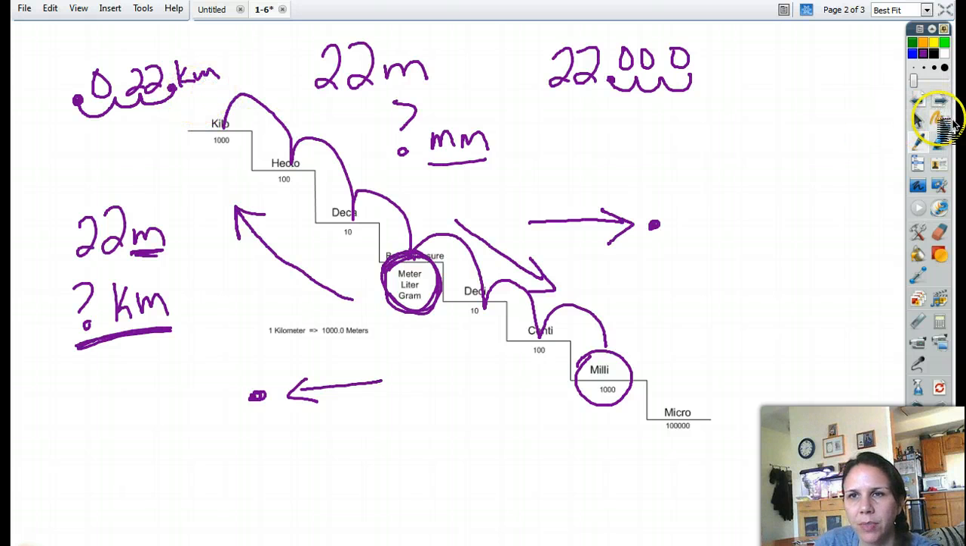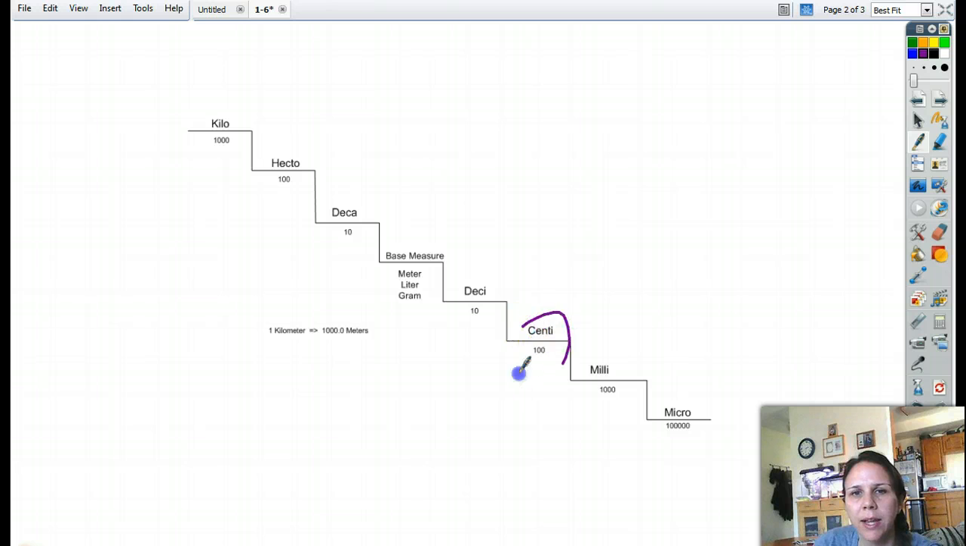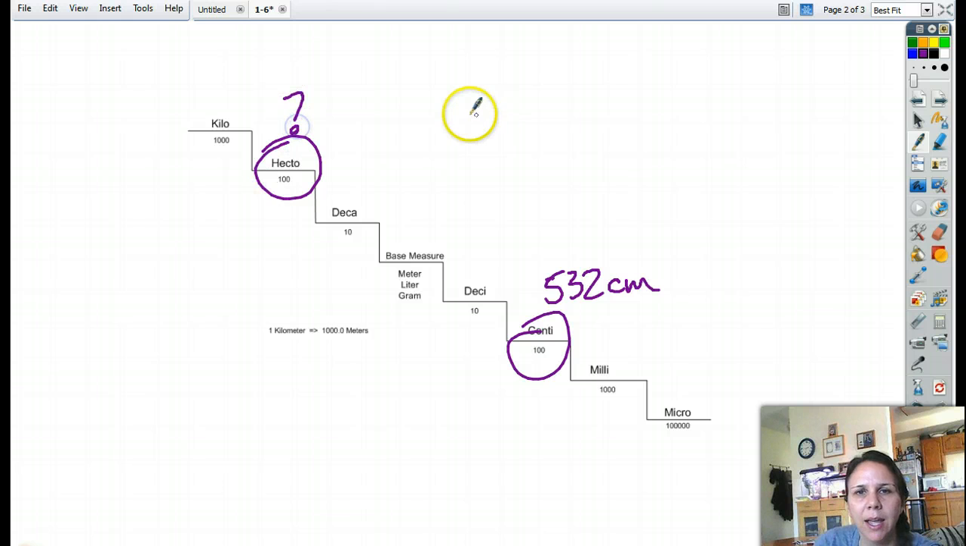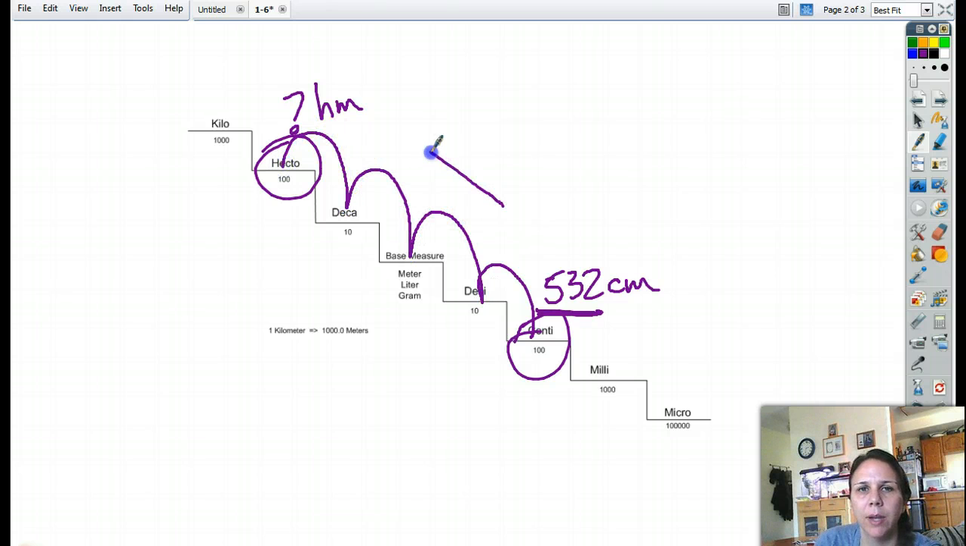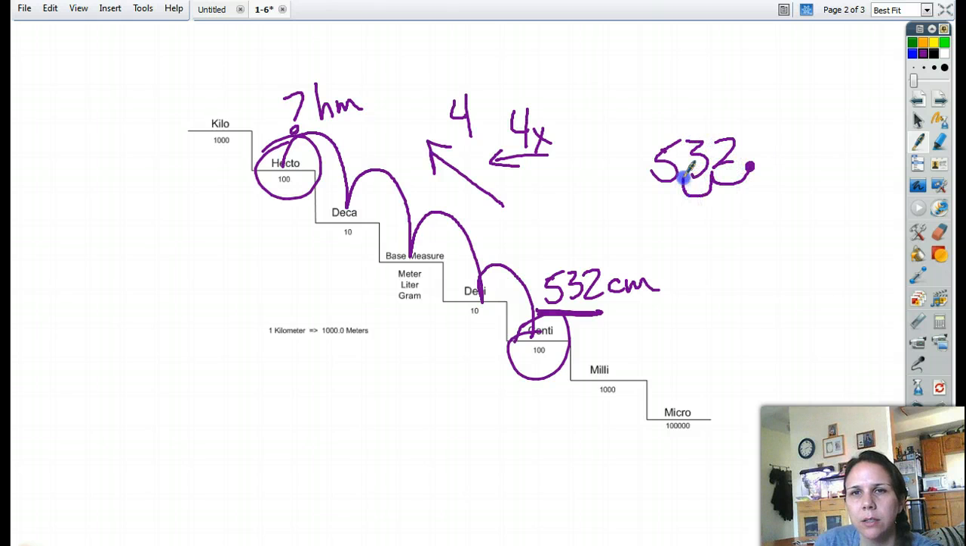Let's try another one, starting somewhere else. What if I have 532 centimeters, and I want to know how many hectometers that is? You always start with the number of what you do know. I do know I have this many centimeters. Now how many steps does it take to climb up to hectometers? 1, 2, 3, 4. I went up the stairs 4 times, so that means to the left 4 times. So 532 goes 1, 2, 3, 4. Right there.